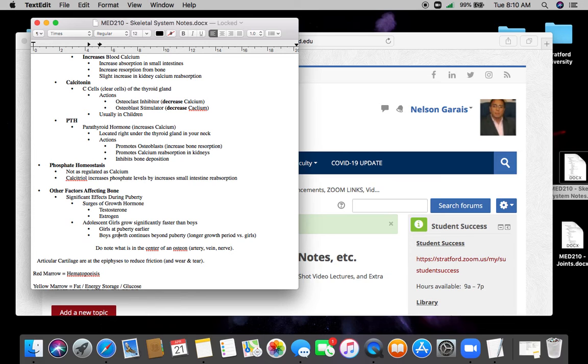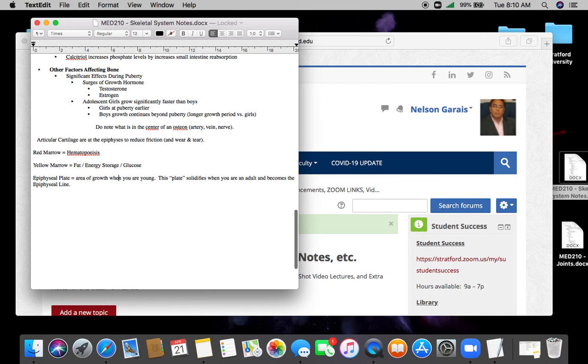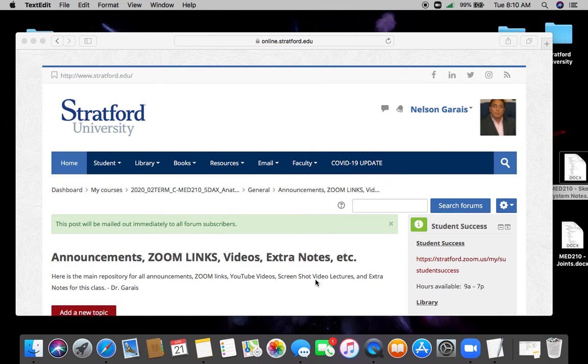And we already know adolescent growth, greater effects of growth hormone, especially during puberty age. Okay, yellow marrow, epiphyseal line, epiphyseal plate. All right, and that's pretty much the notes for the skeletal system. Please also look at the videos, and they're related. In the videos, there are certain parts that go a little bit in greater detail.